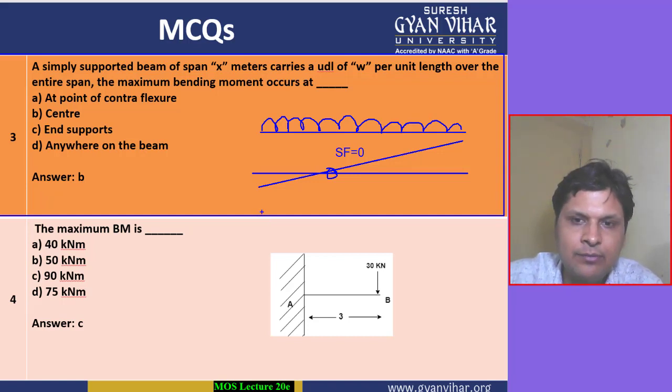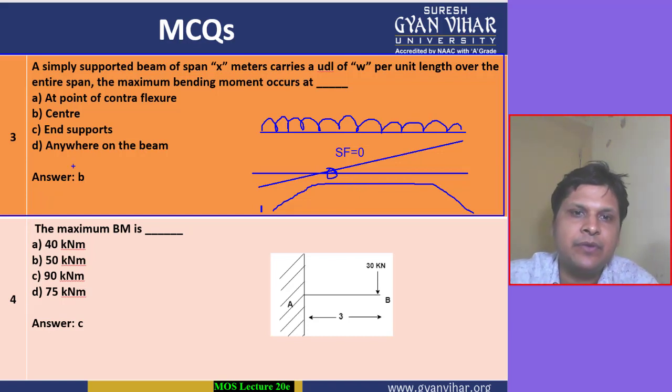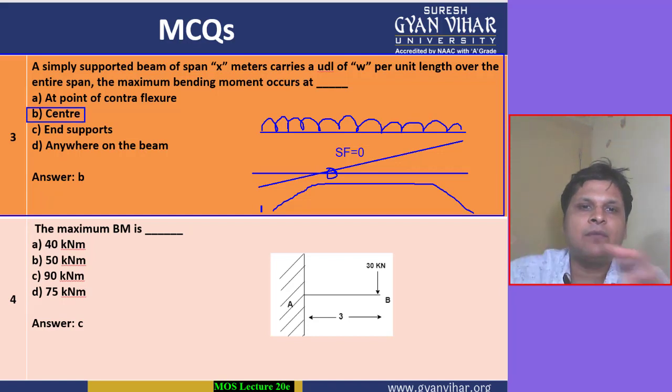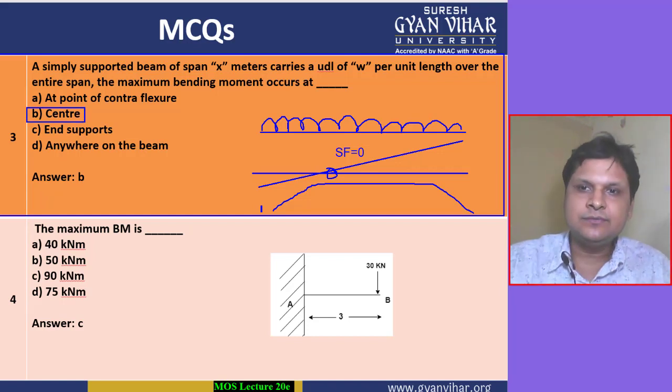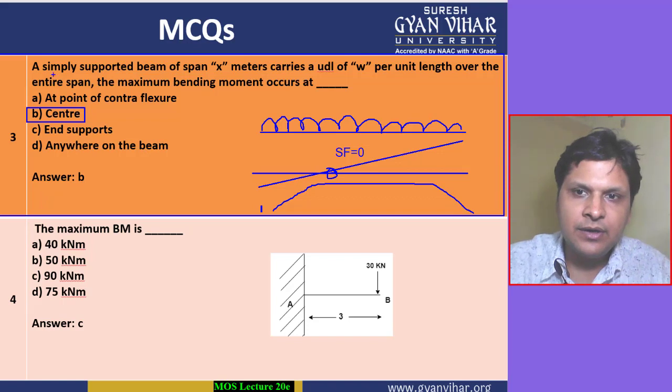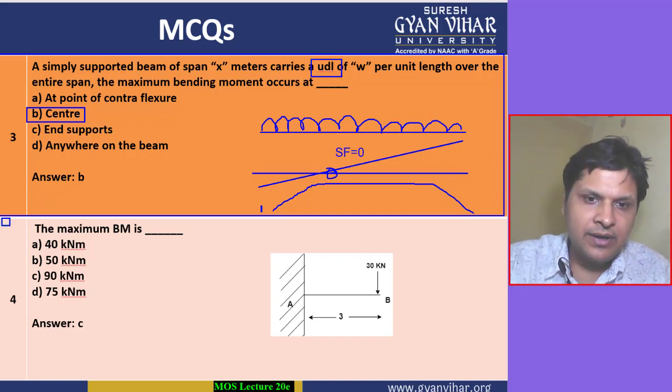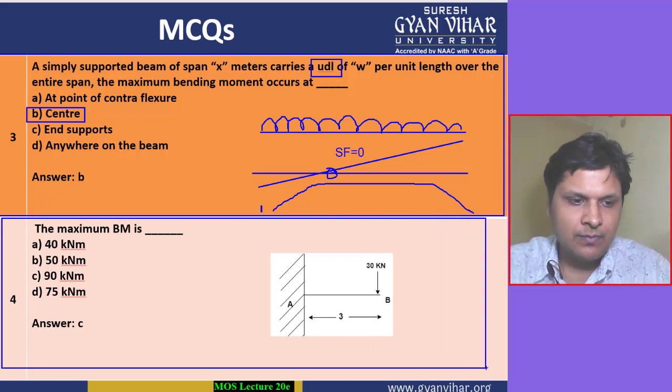So in the bending moment diagram you will have a curve whose maximum is at the center. Means maximum bending moment is always obtained at the center of the beam when the whole beam is loaded with a UDL. Alright, coming into the next multiple choice question.